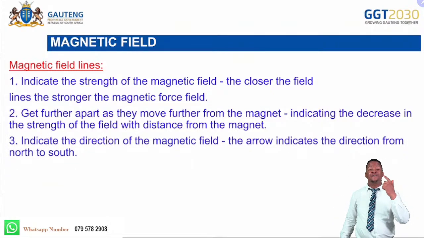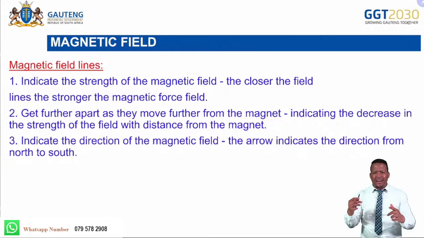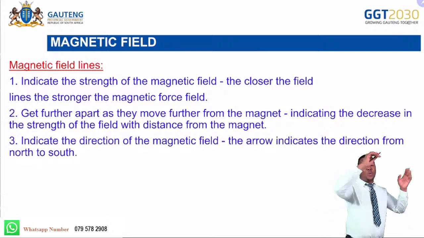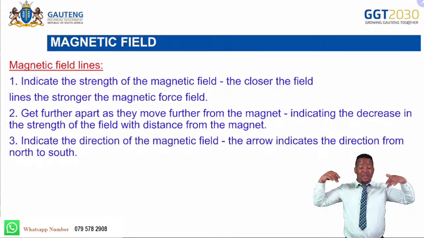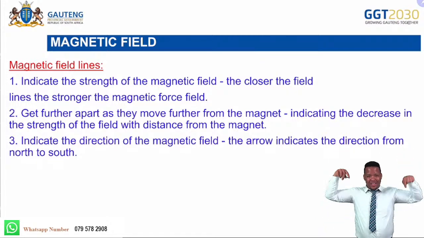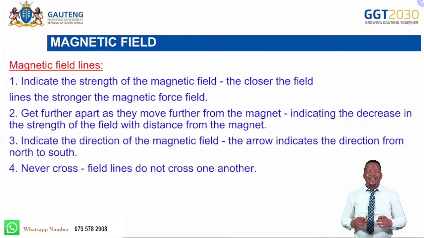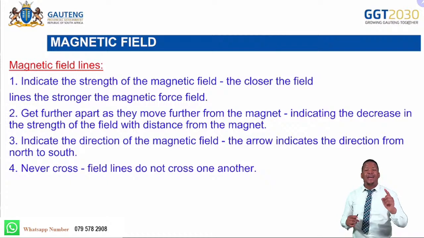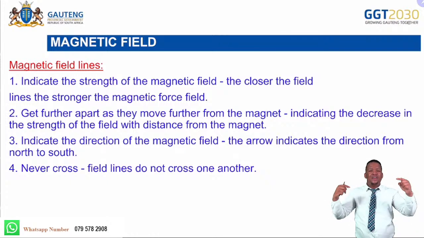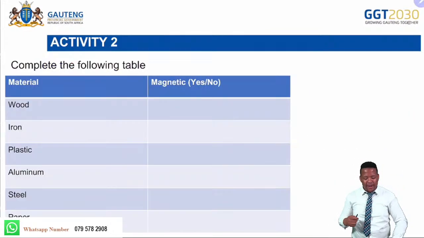The magnetic field lines also show us the direction. If you look at that diagram, there were arrows, right? When we said north, we're going out. South, we are coming in. So they move from the North Pole to the South Pole. So they indicate what? Direction. And they never cross. The magnetic field lines will never cross one another.